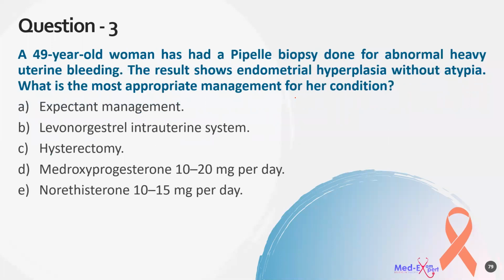A 49-year-old woman has had a pipelle biopsy done for heavy uterine bleeding. The result shows endometrial hyperplasia without atypia. What is the most appropriate management for her condition? B. Yes, exactly. Levonorgestrel intrauterine system. Exactly.